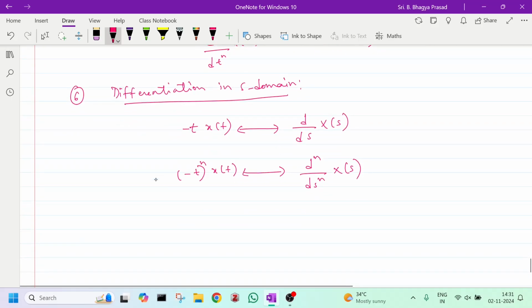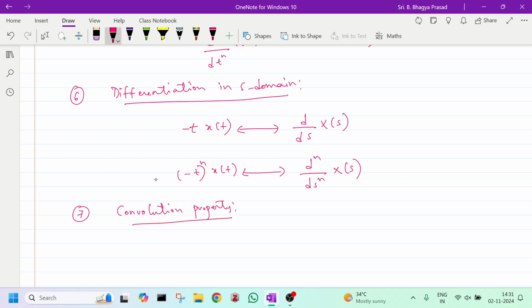Okay, and another one, the convolution property. You know that in every case, whether it is the Fourier transform, Laplace transform, or Z transform, convolution in time domain results in multiplication in frequency domain: x1 of s multiplied with x2 of s.